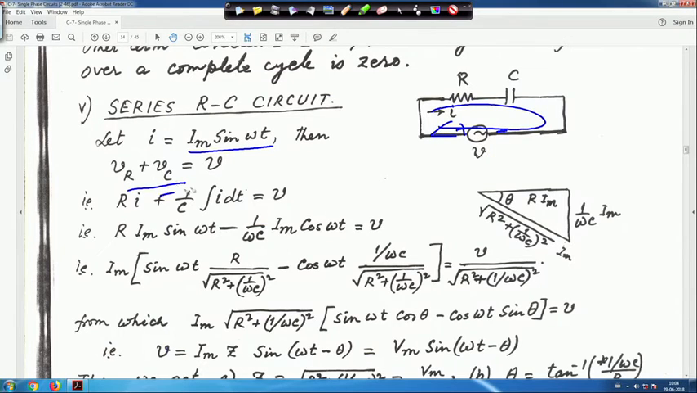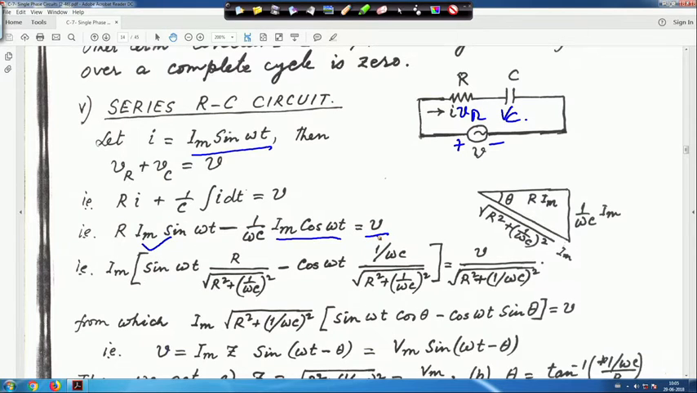So VR, same as before, is the voltage across the resistance, and the voltage across this one is Vc, and this is the instantaneous polarity. In this case we have Ri, and you know that i is equal to C dV by dt, so from that you can write Vc is equal to 1 upon C integral of i dt. Then V is equal to Ri plus 1 upon C integral i dt. Putting i equal to Im sin omega t and integrating, it becomes minus 1 upon omega C Im cos omega t, and that is equal to V.